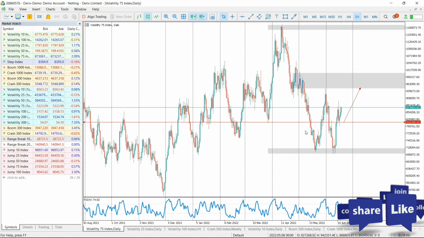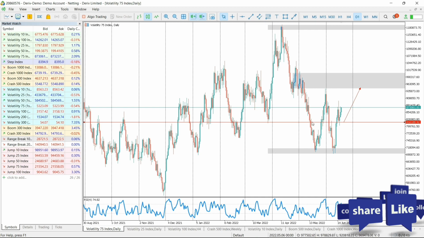So what are the things that we need to do that can help us to trade Volatility 75 profitably? One of the things that you should know is that Volatility 75 follows market structure, meaning if you're a price action trader and you understand market structure, trading this synthetic market will be very easy for you.